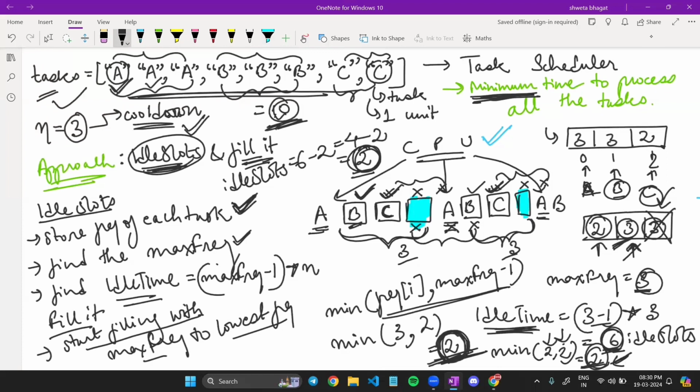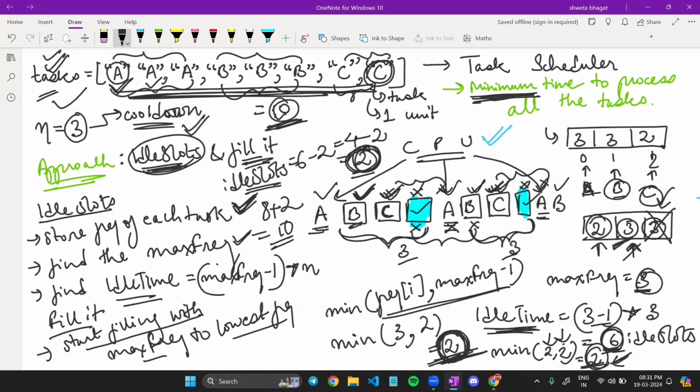Our answer would be the time required to process all these tasks. Since one task takes 1 unit, how many units of time will all the tasks take? We have in total 8 tasks, so they will take 8 units plus the idle time. What is the idle time? The idle time is 2, correct? We can see that 1 unit is here, 1 unit is here, plus 2. So we will get 10 units as the answer. Additionally, we can see 1, 2, 3, 4, 5, 6, 7, 8, 9, 10. 10 units are required to complete all the tasks of this array.